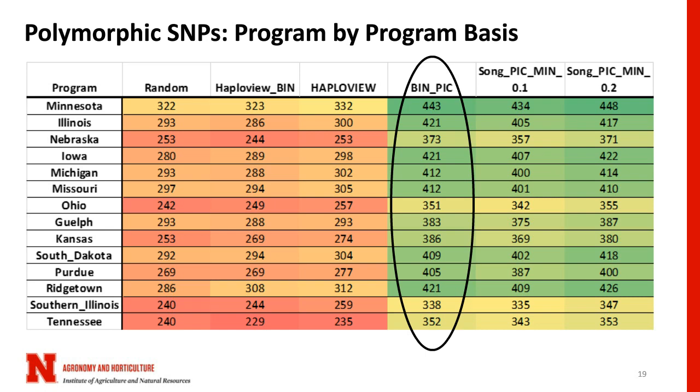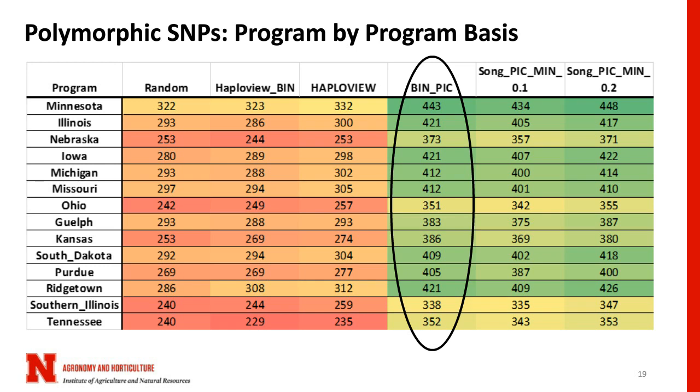And so you can see for where this genomic selection probe set is designed for, Minnesota, Illinois, that bin pick that I've circled there, 443 on average SNPs. If you take any 2 lines within the Minnesota program, on average, you have 443 polymorphic markers versus randomly, you would only have 322 SNPs polymorphic. HaploView, which we used, had 323, 332. The Song method that he used for selecting the 6K chip was very comparable, close to the same number of SNPs polymorphic as the bin-pick method.